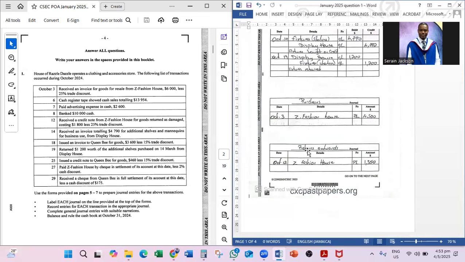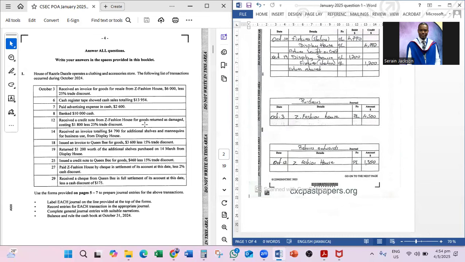So when Z Fashion House receives that debit note with the goods that we send back, what they will do is send to us a credit note, just to indicate to us that our account has been credited, which would mean that we would owe them less money. So that is what this transaction is saying. So you have to pay attention to that.